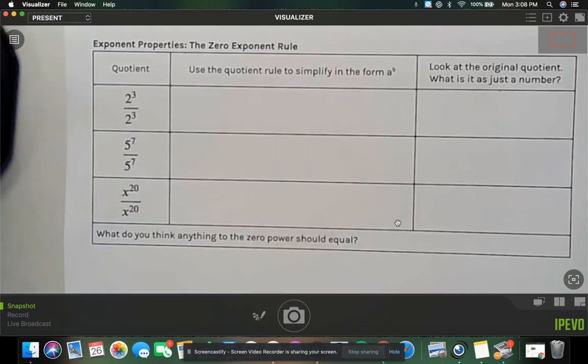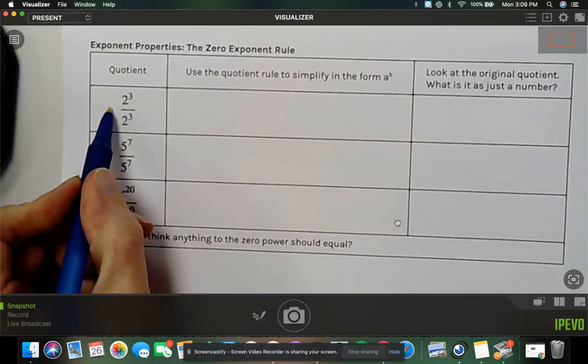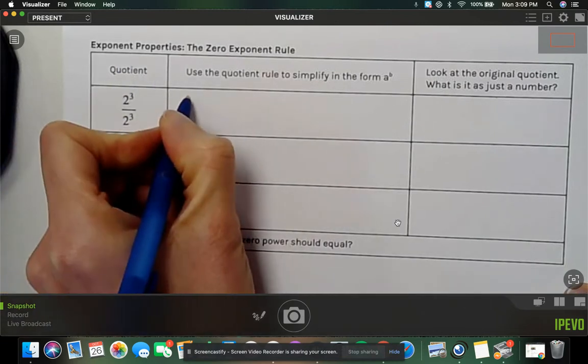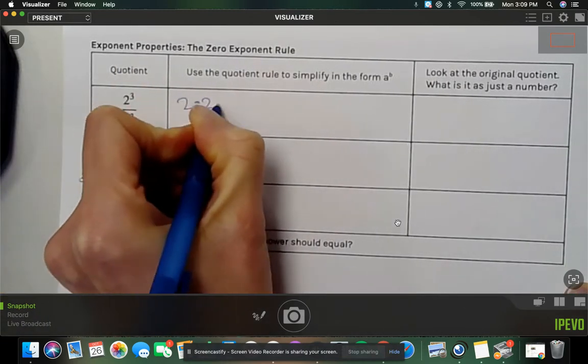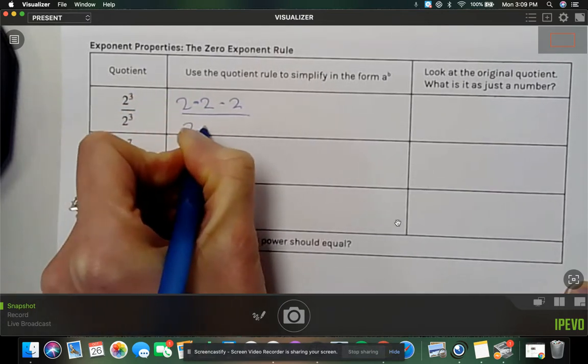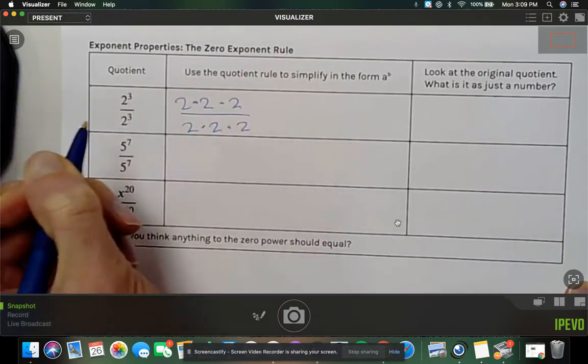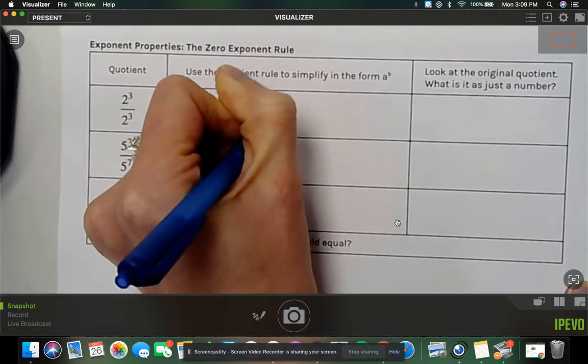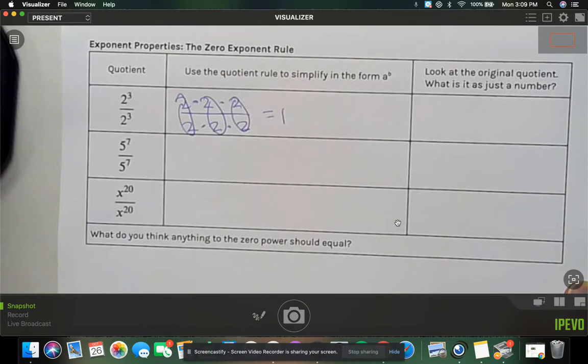Okay, the next property we're going to look at is the zero exponent rule. We're just going to prove it real quick. So if I have 2 to the third power over 2 to the third power, if I treat this like the quotient rule and I expand it, then I just have a whole bunch of ones. That's a 1, that's a 1, that's a 1. So the equivalency is going to be a 1.